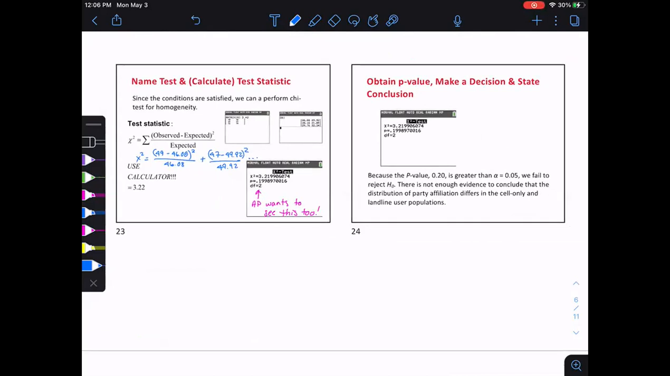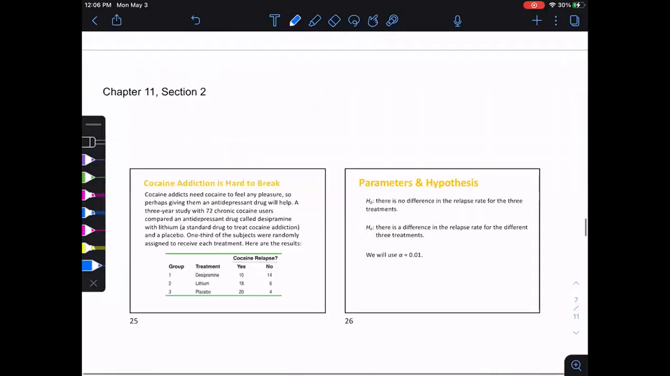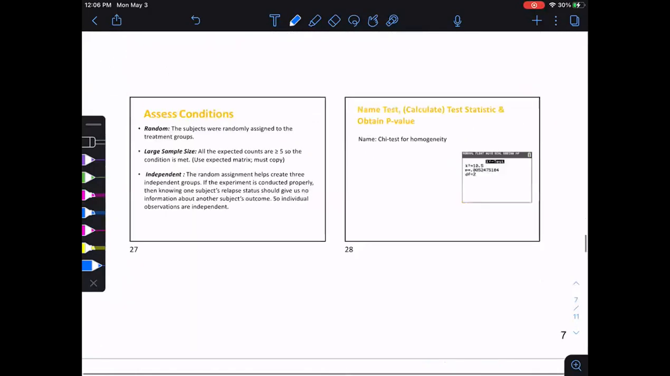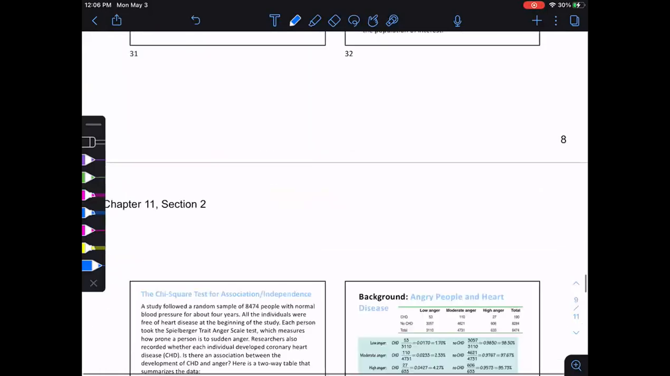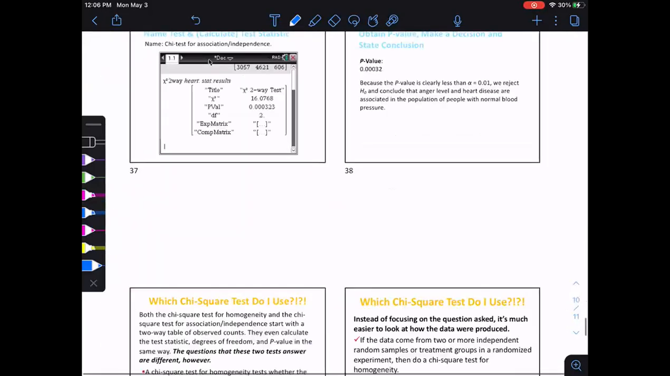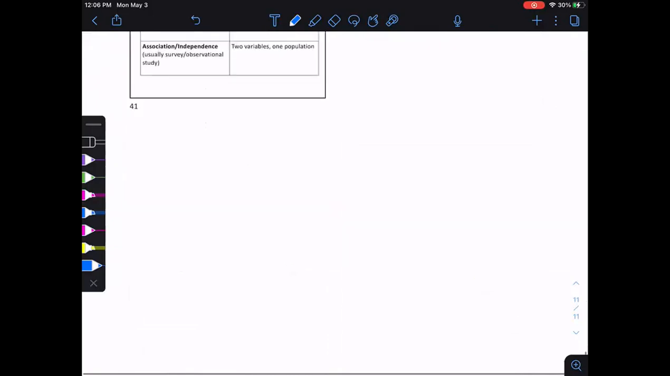There is not enough evidence to conclude your alternate, that there is a difference in party affiliation between cell phone and landline only. And you can read the context of those questions. If you needed to see another worked out example, that is this last example in your notes. Actually, I think there are 2 more examples if you needed to see more written out.